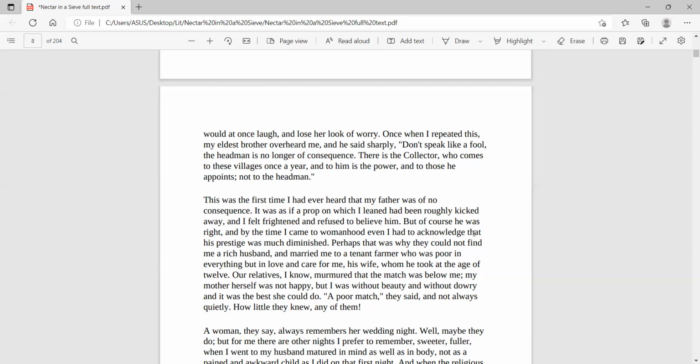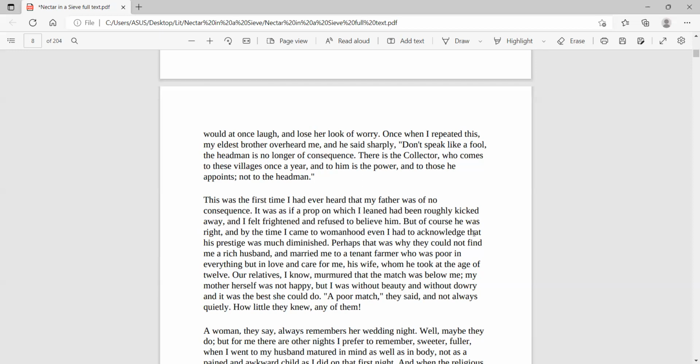"My mother herself was not happy, but I was without beauty and without dowry." So here, for a woman to be married to a rich man of a good status, she had to have beauty and a large dowry. Both were prerequisites for marriage. A woman's future is heavily dependent on the men around her, for example, what her father can give her and the status of her husband. This society values outer appearance and materialistic things, not whether he loves her or will care for her. No, nothing like that. It only goes behind materialistic stuff.